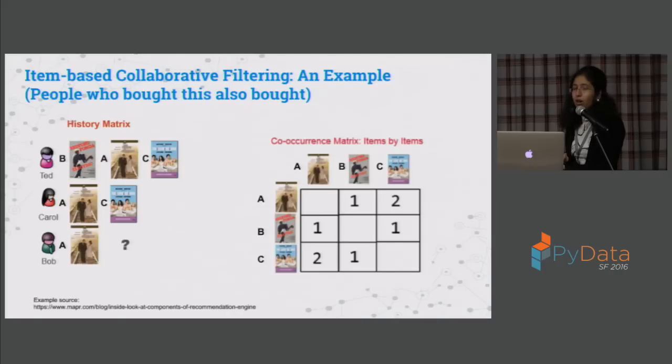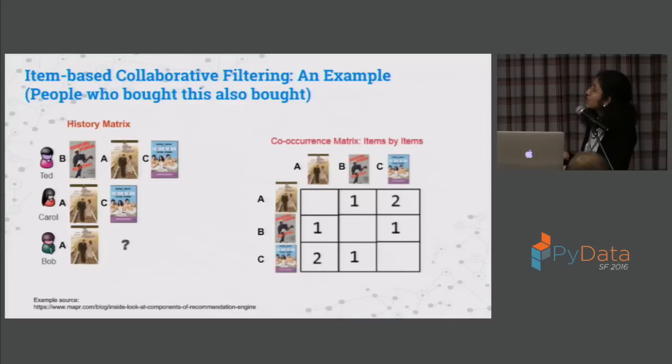We take all the unique items, in this case the movies, and we create a matrix between all possible combinations of items. And what are the values of this matrix? The value is how many users have seen both movie A and movie B. In this case, for movies A and B, only Ted has watched both. Therefore, we will have a 1 here.